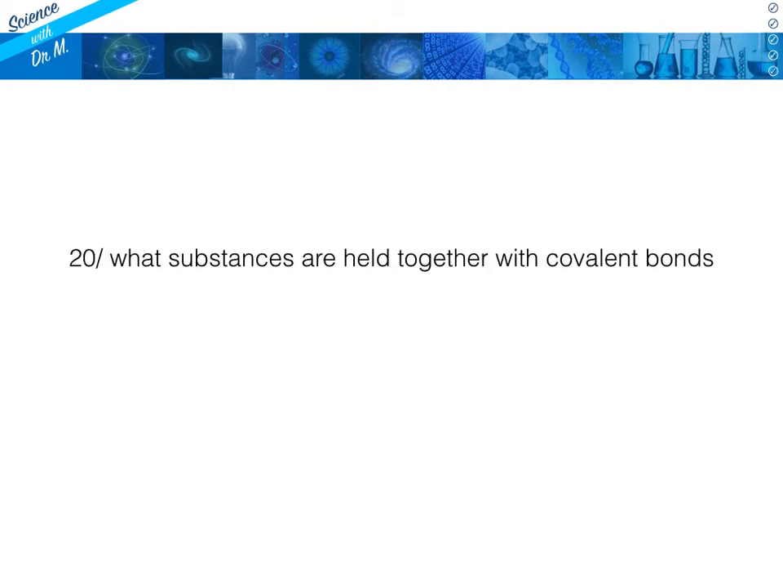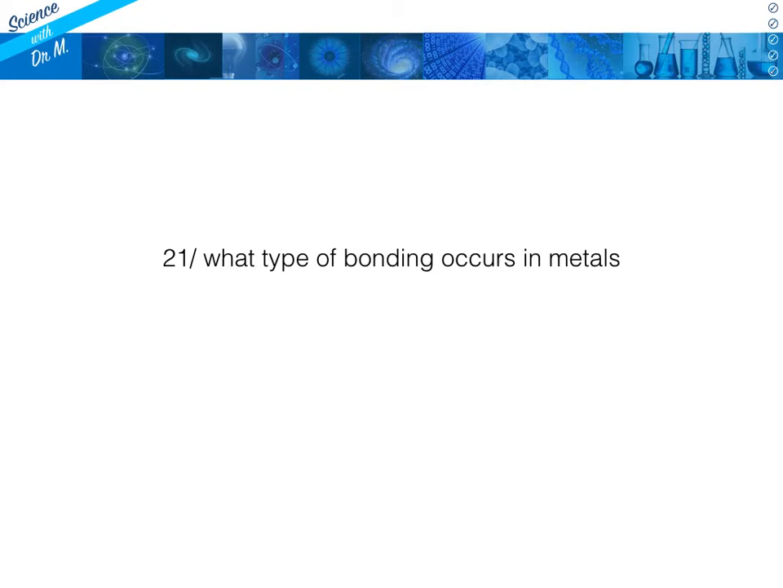And 20, what substances are held together with covalent bonds? So covalent bonding happens between what substances? And they are non-metals. So if you've got two non-metals, they bond together by covalent bonding. Number 21, what type of bonding occurs in metals? And the answer is metallic bonding.